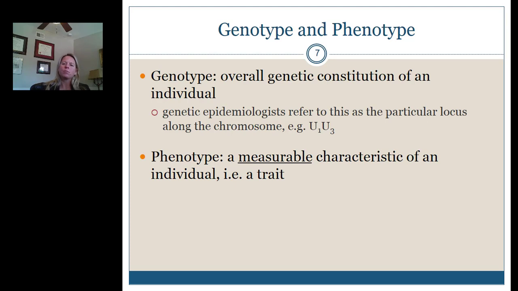Now, I want to define two key terms that I will use throughout the lecture. The first is genotype. This is essentially the overall genetic constitution of an individual. And genetic epidemiologists generally refer to a particular location along the chromosome using this numbering and lettering system shown here. The phenotype, in contrast, is the measurable characteristic of the individual. It is the trait. It is that genetic expression that is presented at the individual level.